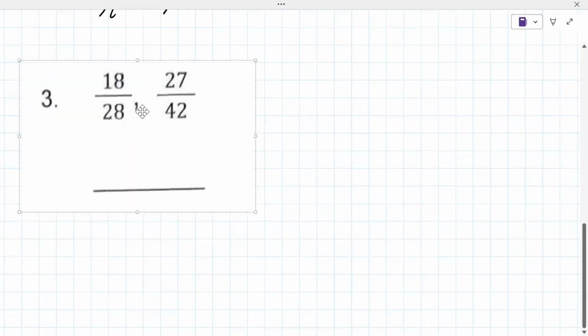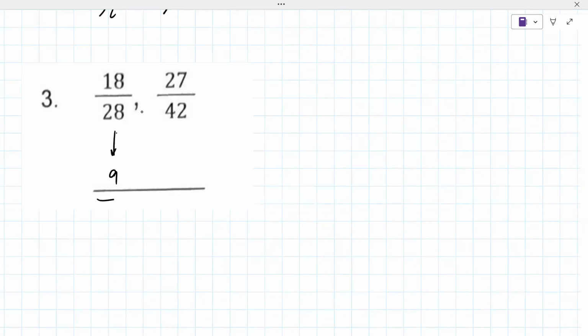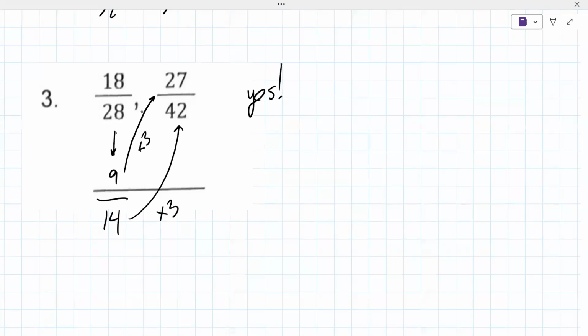Let me try to tell you what I see. Let's reduce this one to 9 over 14. You see how I did that? And then can you go from 14 to 42? Yes, by multiplying by 3. You could also just multiply 9 by 2. So these do work.